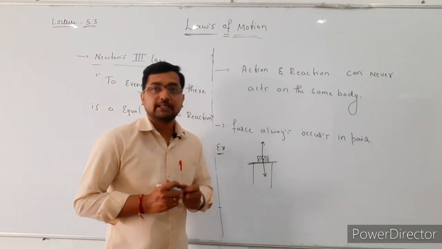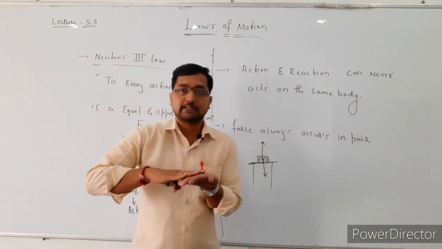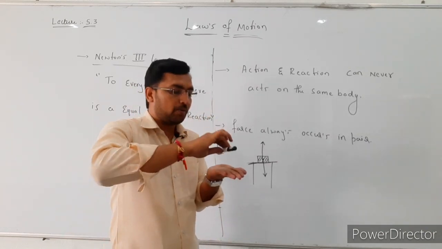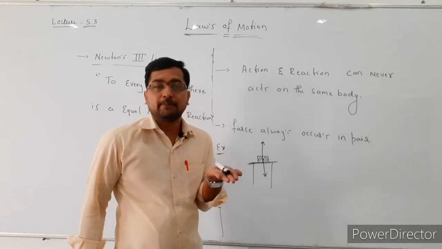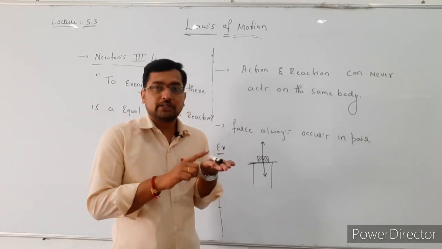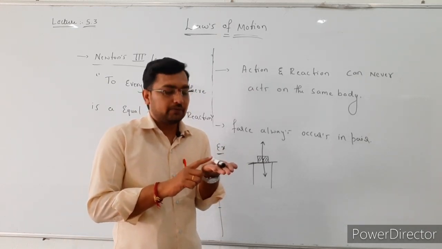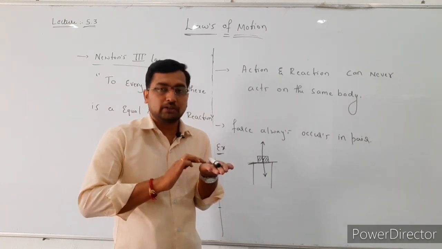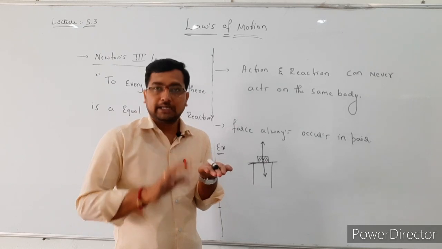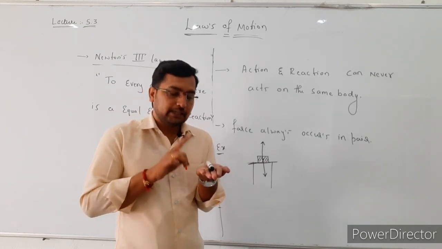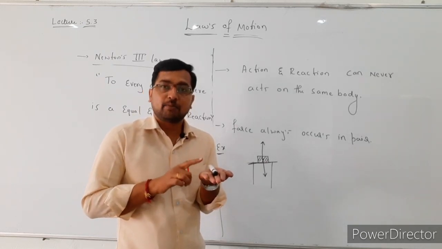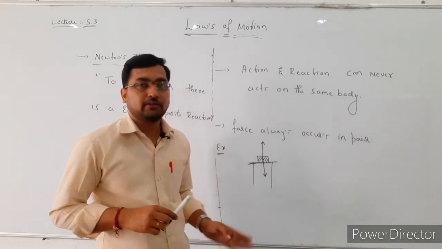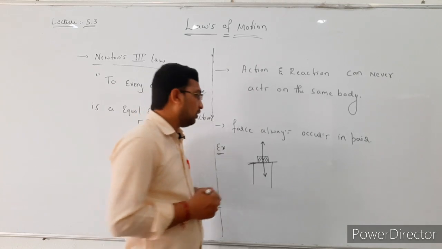See here, in this case, consider this is the surface of the table. We have kept an object on the surface of the table. At this time, the weight of this object is acting in the downward direction, on the surface of the table. At the same time, the table is also exerting the same amount of force in the opposite direction. So one is the action force and the other is the reaction force.